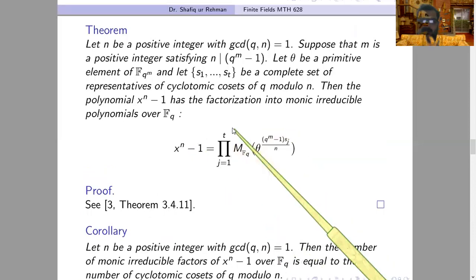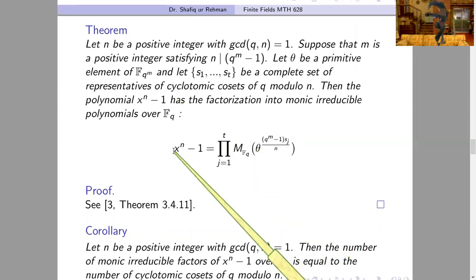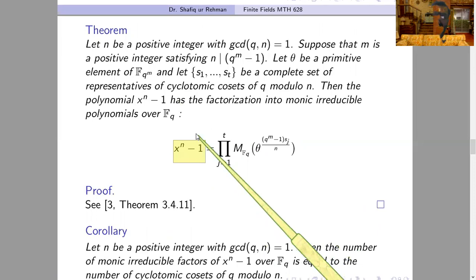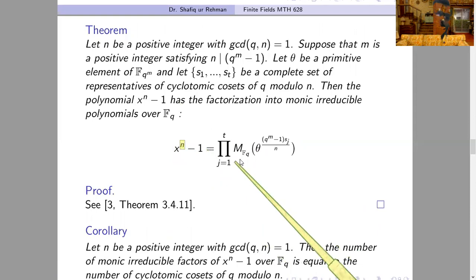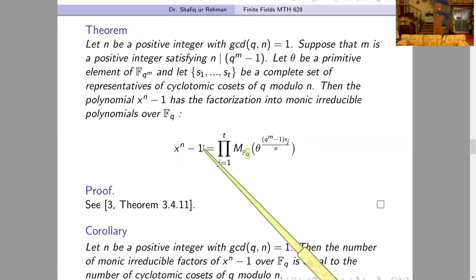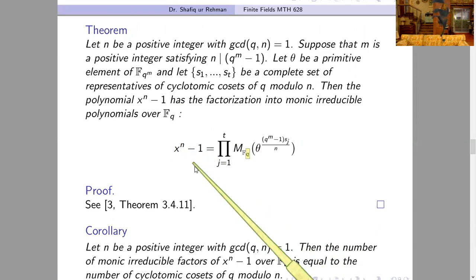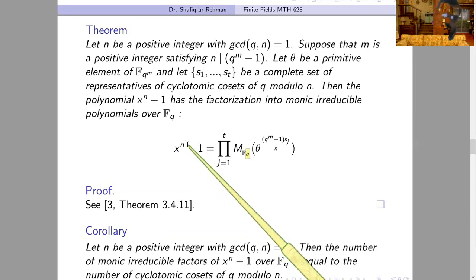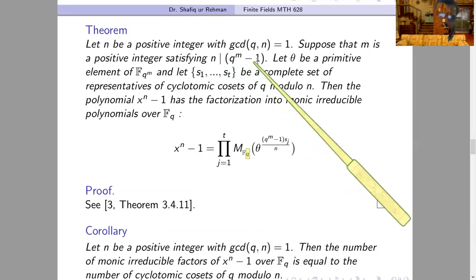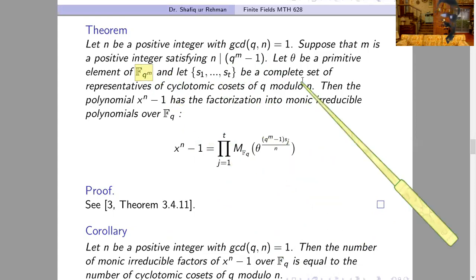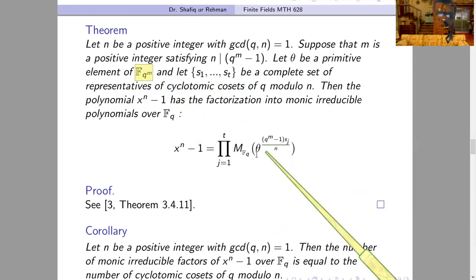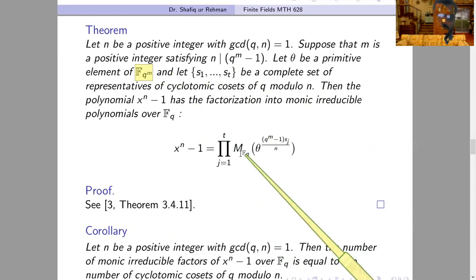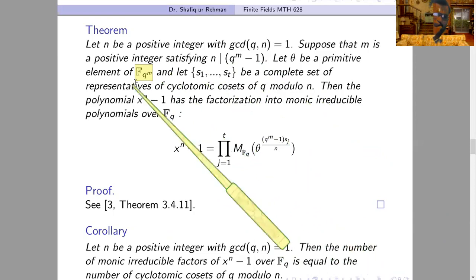Notice here that in this theorem we want to factorize this polynomial. So first of all, we have to check that this number n should be relatively prime to q. We want to factorize this over the field Fq, so n should be relatively prime to q. And then we will choose some positive integer m such that n divides q^m minus 1. If such a positive integer exists, then we consider this field and let theta be its primitive element. And then we will find the minimal polynomials of powers of this primitive element theta.